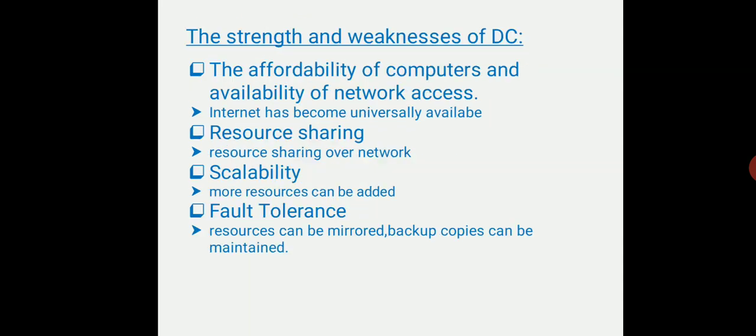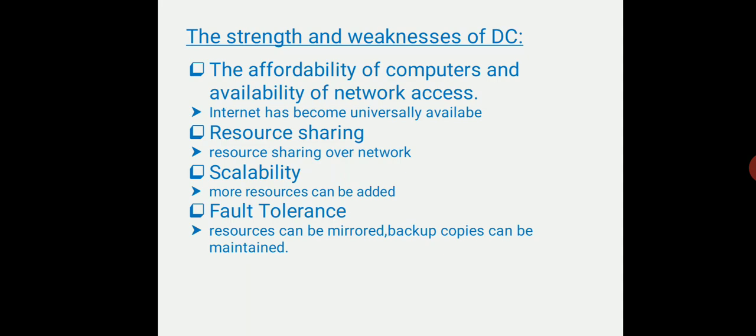So now the next one is the strengths and weaknesses of distributed computing. Even this is also an important question. So the first point is the strength of distributed computing: the affordability of computers and availability of network access. So the internet, what is that? The internet has become universally available and generally affordable, isn't it?